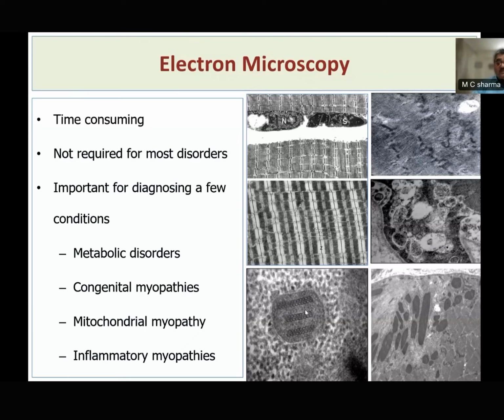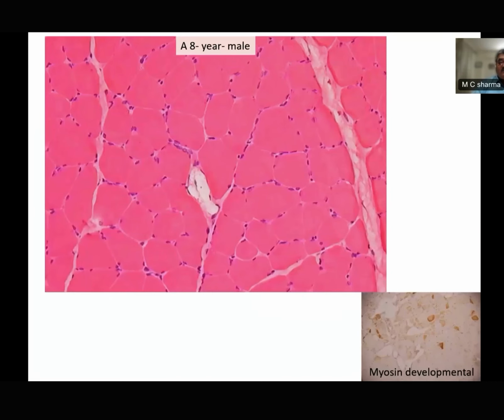These are the mitochondria. Here you get the zipper-like inclusion. These are the rods, nemaline rods. These are the phagocytic vacuoles. So it is not helpful in all muscle diseases.